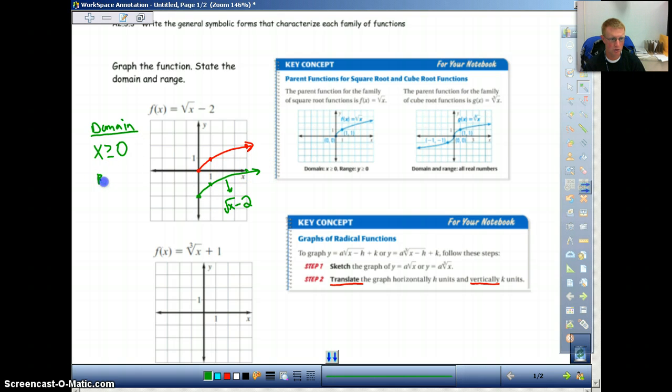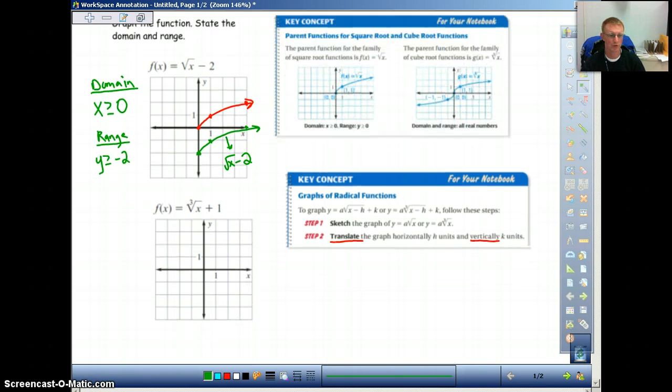Our range, if you recall, is our y values. So domain is x values, range is y values. We are starting at y equals negative 2, and we're never going below that, so we're only going above that. Even though it doesn't look like this will go up to positive infinity, it really will. It'll keep rising. Therefore, our range is y is greater than or equal to negative 2. That should be pretty straightforward, I hope so. All right, let's look at the next one.